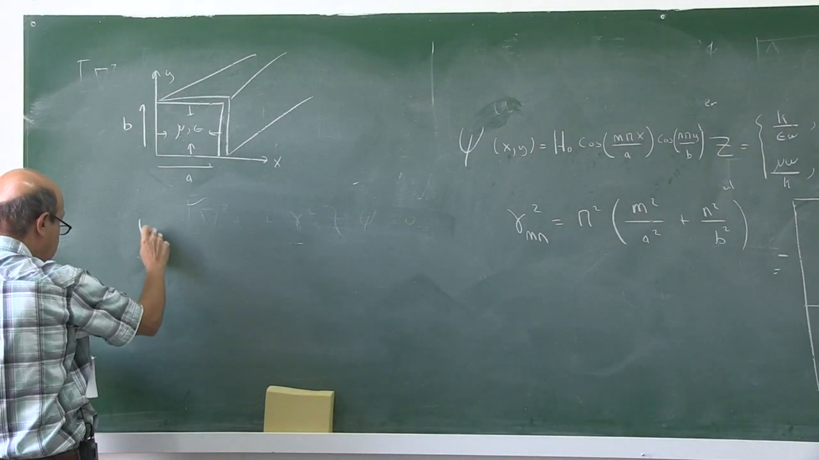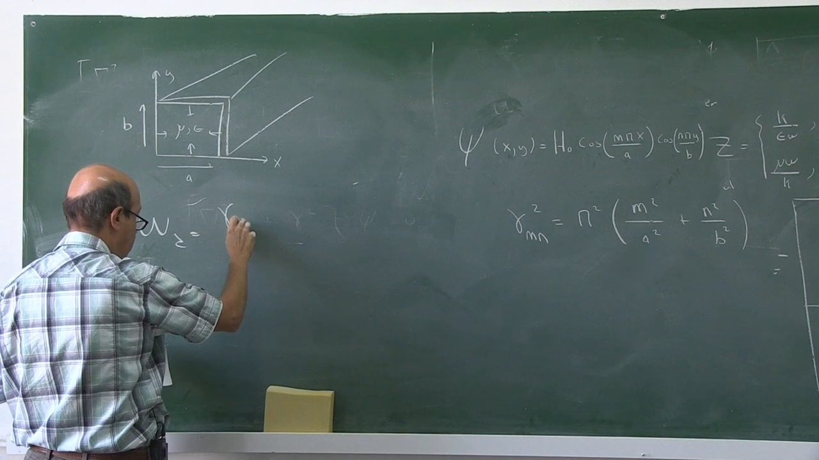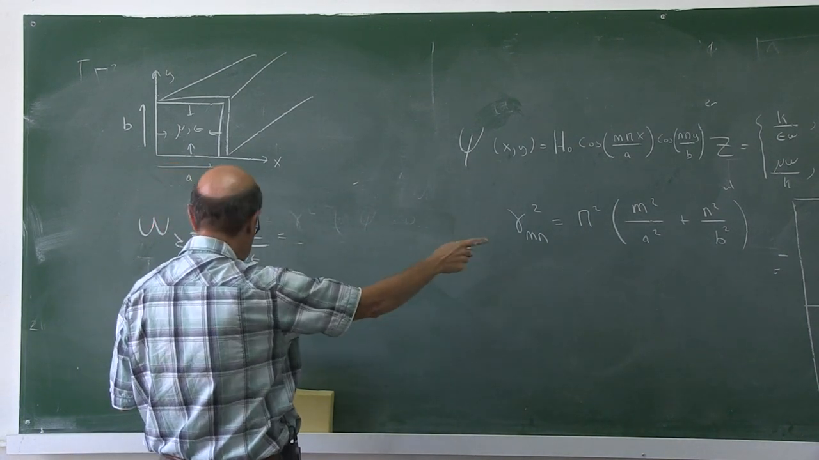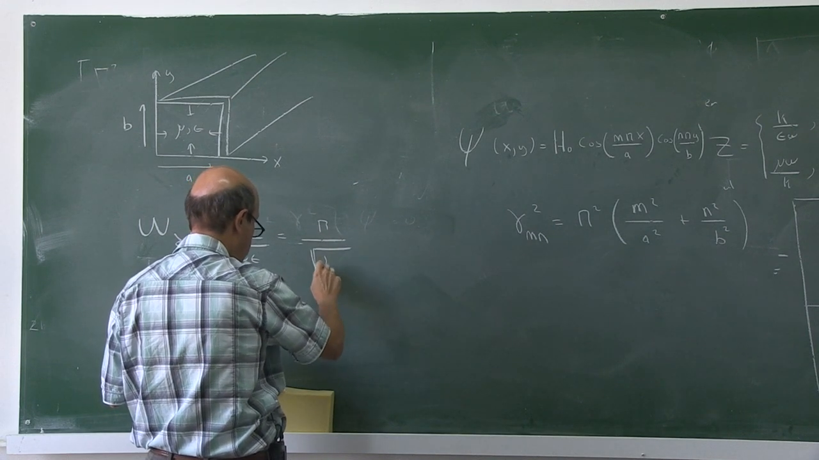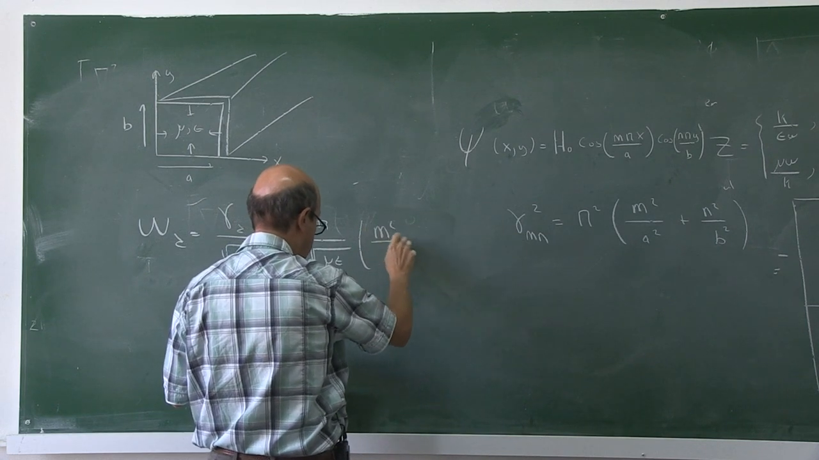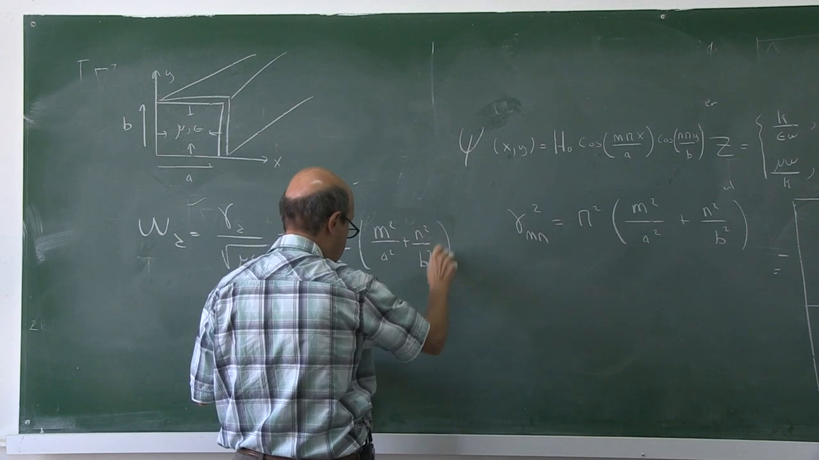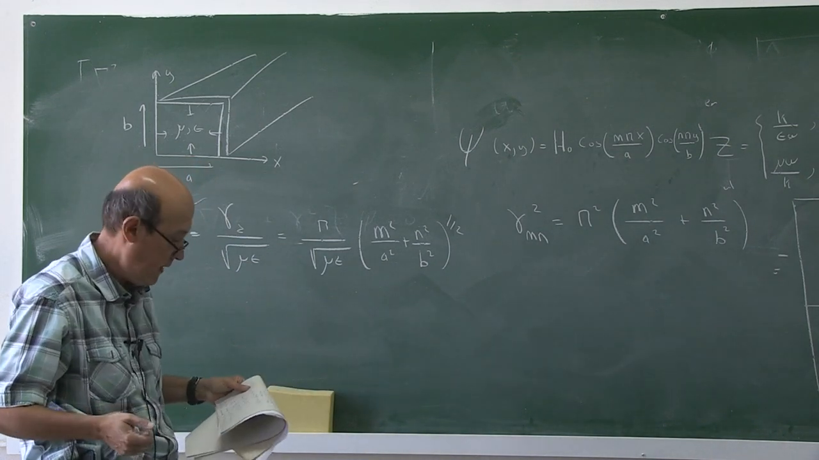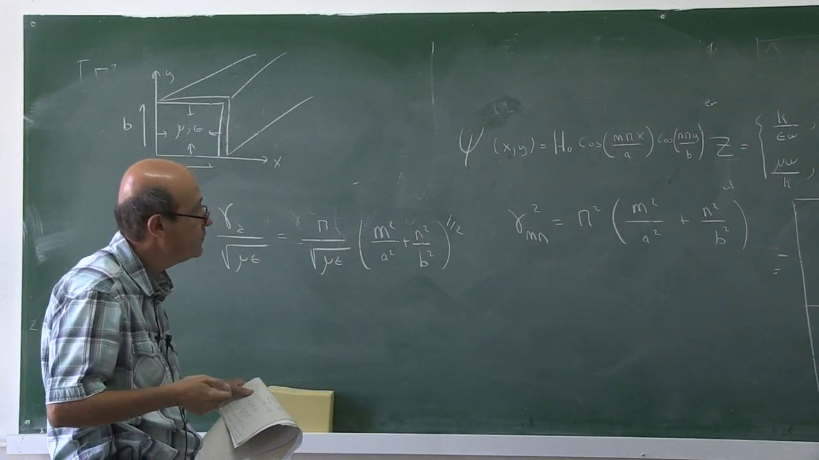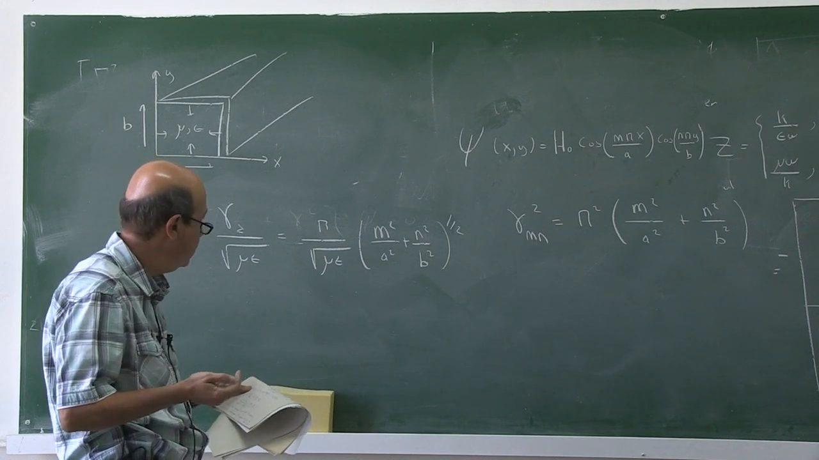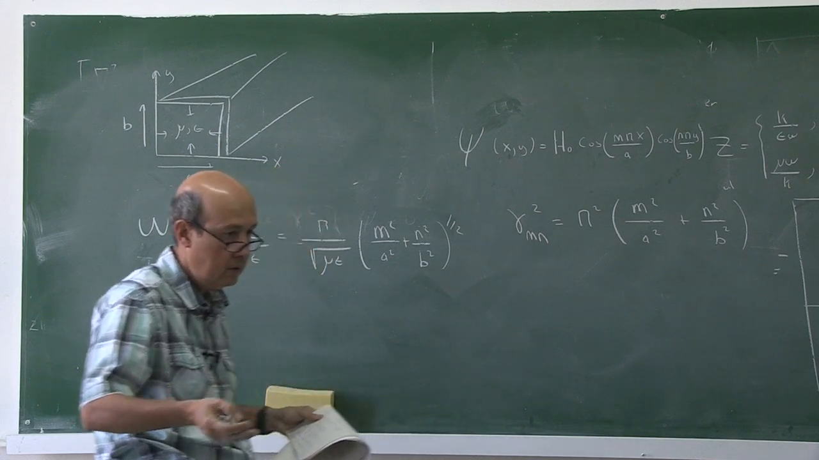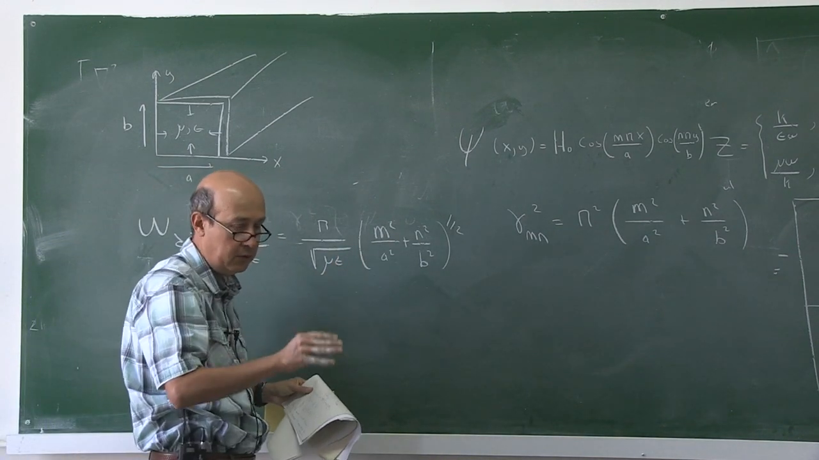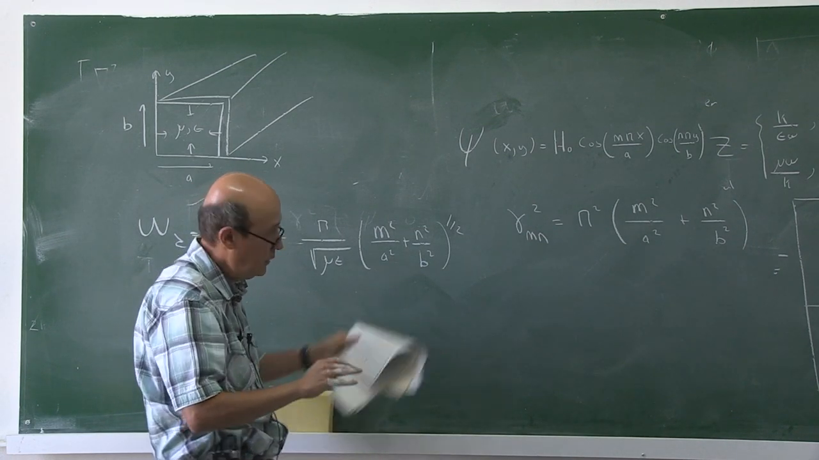So we said that the cutoff frequency is gamma over square root of mu epsilon, and if you put this gamma there, that will be pi over square root of mu epsilon times m squared over a squared plus n squared over b squared to the 1/2. So what are the possible values of m and n? The starting values of m and n, from the solution, start from what? 1 or 0. 0 is also a solution. If you put both of them zero, it's not good, but one of them could be zero and the other one could be one, and satisfy the solution also.